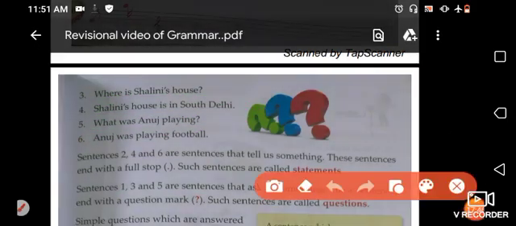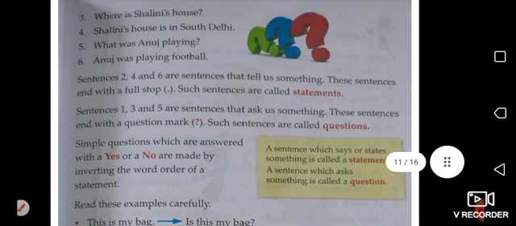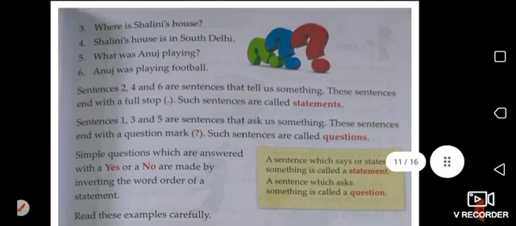Fifth one is what was Anuj playing? Sixth one is Anuj was playing football. Okay. Sentences 2, 4, 6 are sentences that tell us something.